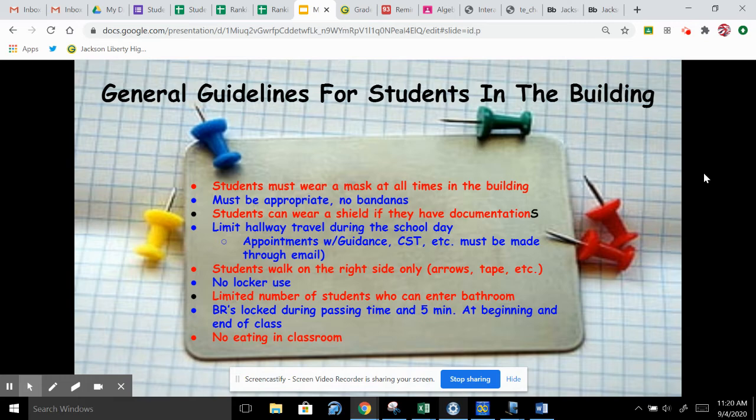Hallway travel, guys, there's going to be limited hallway travel in between classes. We talked about that earlier. You're going to have 8 minutes in between. You're going to have to get from point A to point B as quickly as you can. There's going to be no lockers. There's going to be no congregating in the hallways. You're going to have to go from class to class as quickly as possible. And the teachers have been told to move you along and get you to class. Obviously, with everything going on, large groups of people, especially indoors, is not a good thing when it comes to COVID.